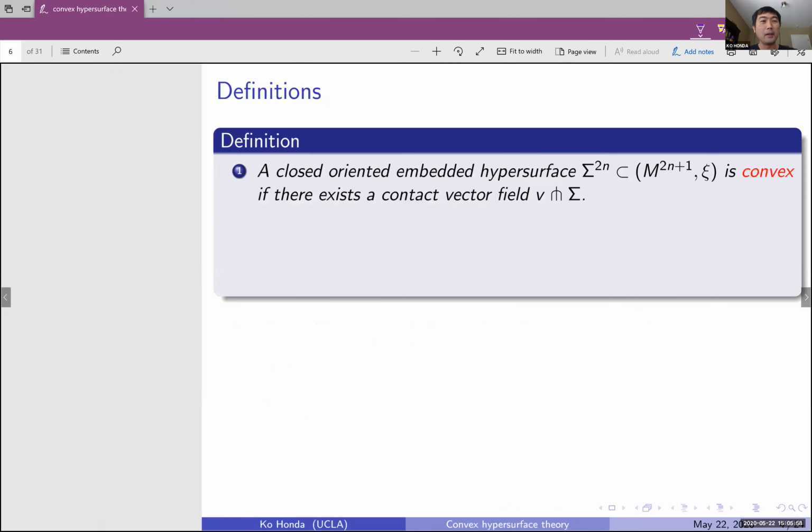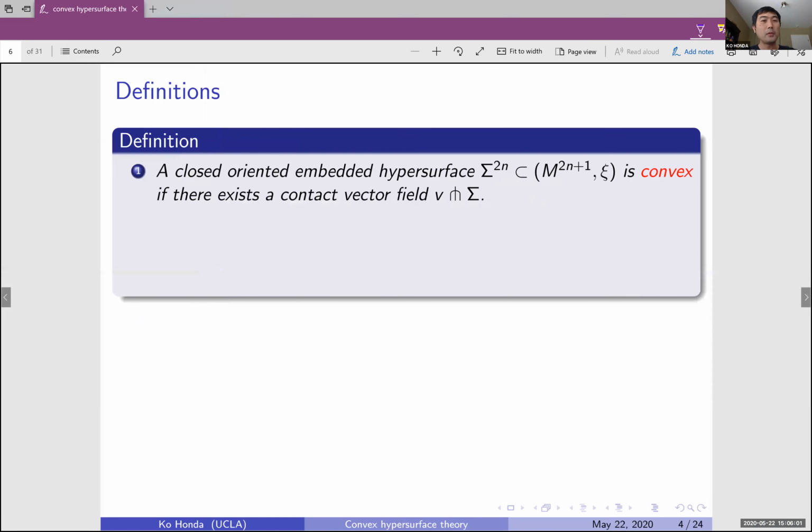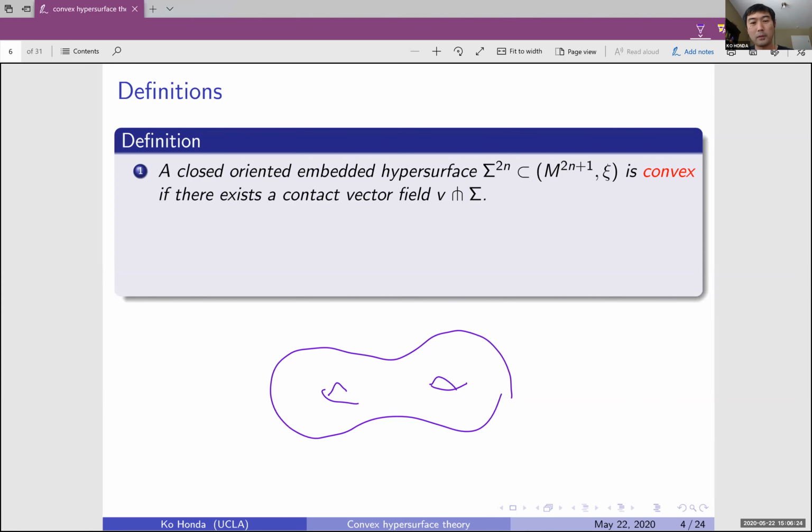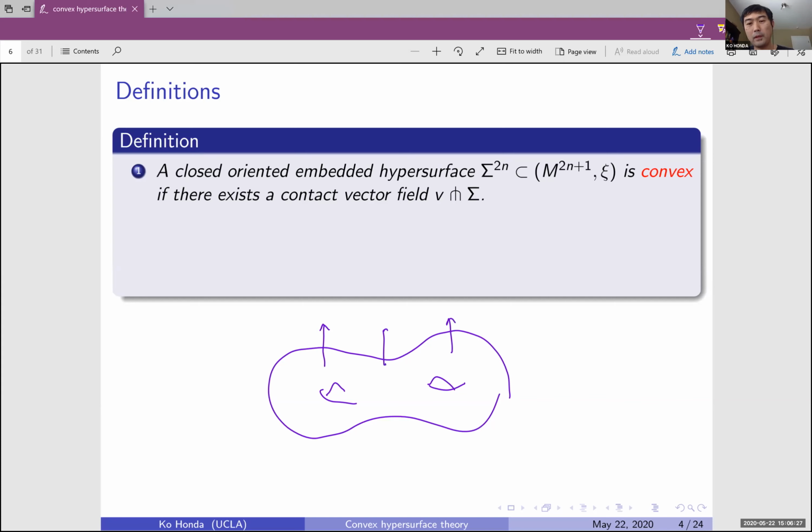A closed oriented embedded hypersurface sigma of dimension 2n is said to be convex if there exists a contact vector field V which is transverse to sigma. This is a little bit funny because convex is the same as concave in contact geometry. You have a hypersurface and a contact vector field V transverse to sigma, and it turns out that minus V is also a contact vector field. So there's really no difference between convex and concave. We'll just call it convex.